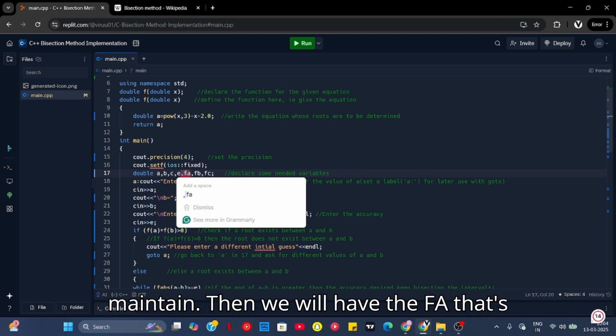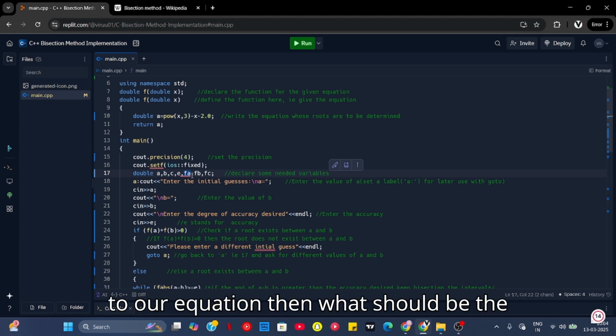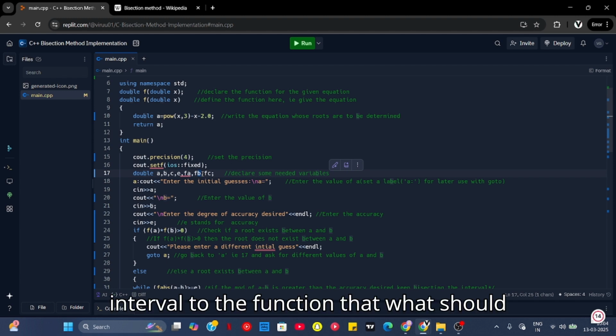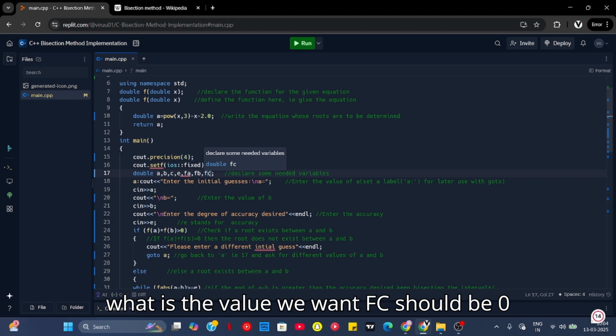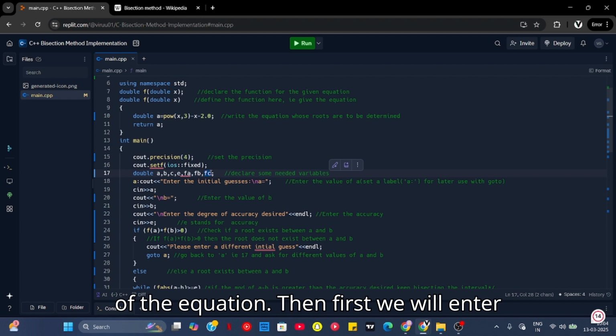Then we will have FA, the value we get if we put the first interval A into our equation. And then FB, the value if we put the second interval into the function. And FC is for the midpoint: if we put it in the function, what is the value. We want FC to be 0, or within the accuracy, to find the root of the equation.